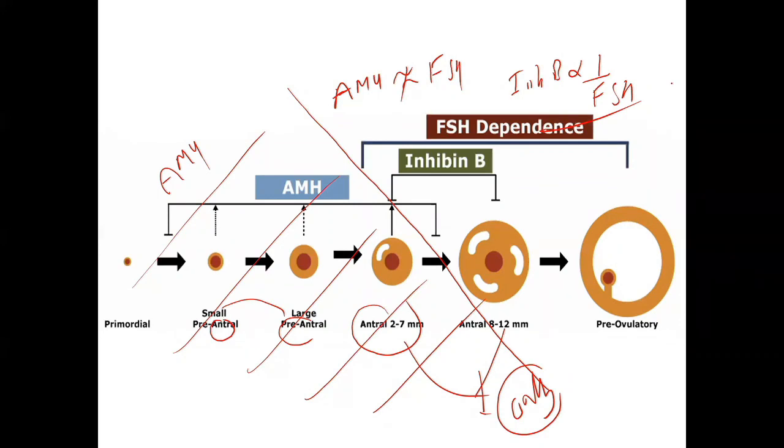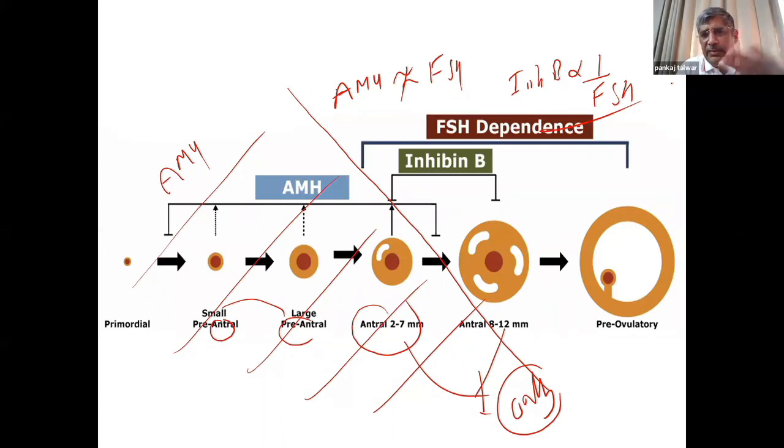So we find that these two are interrelated. So whenever we're talking about AMH and FSH, AMH and Inhibin B, Inhibin B is inversely proportional to FSH, and AMH is independent of FSH. This is what you have to know.